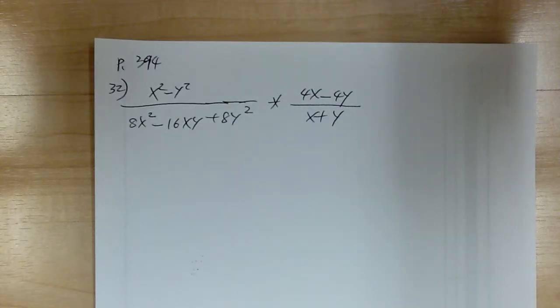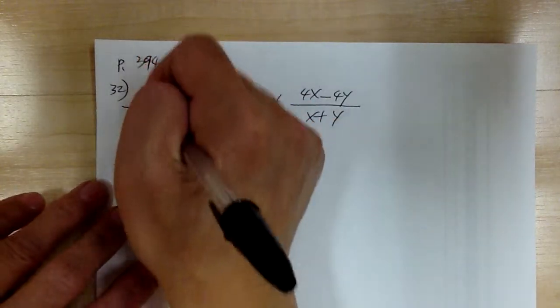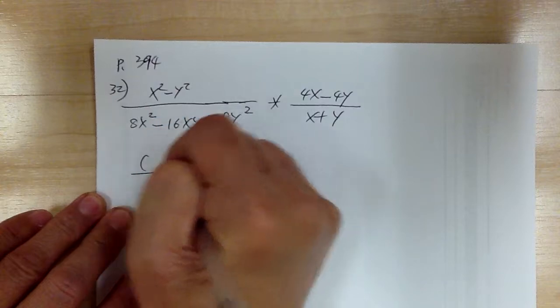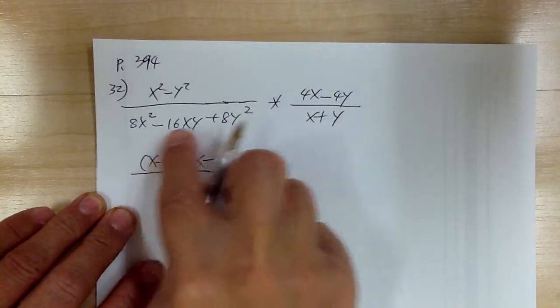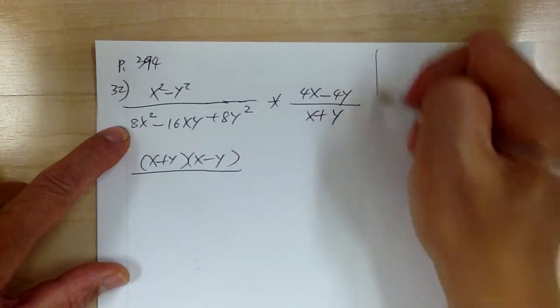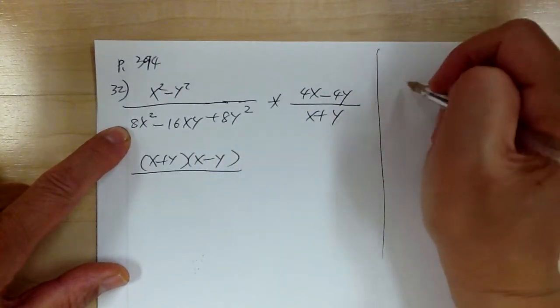Next thing you want to do is go ahead and do the factoring. This one is going to be a difference of squares, so factor into conjugates, so it'll be x plus y, x minus y. This one is complicated, so I'm going to do it up on the side.